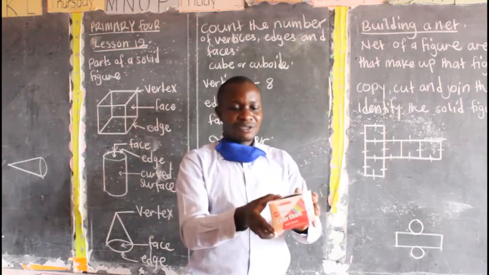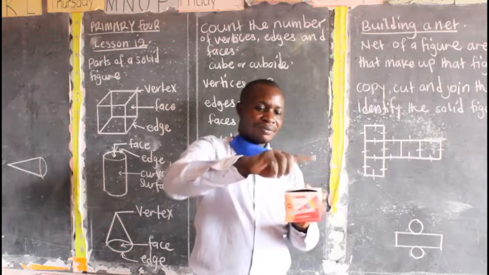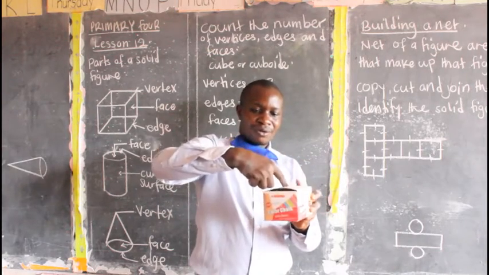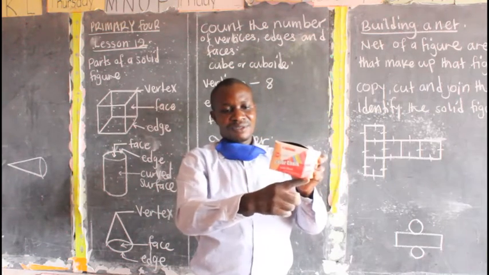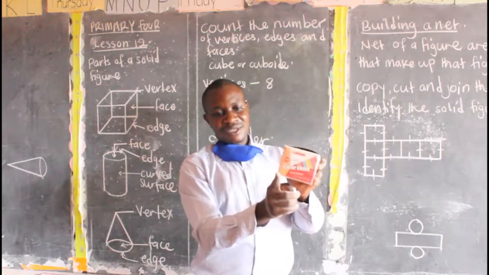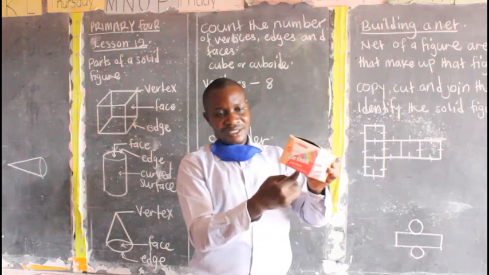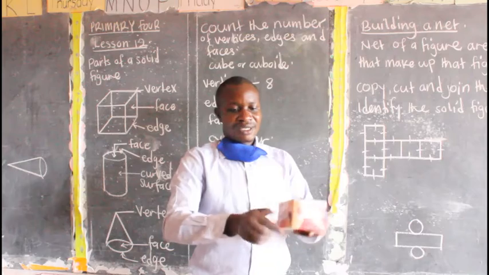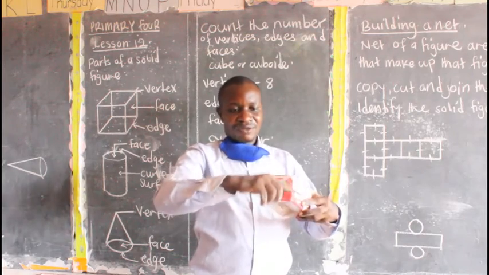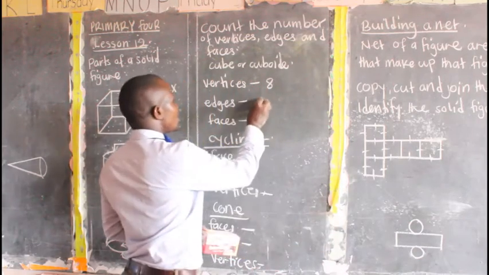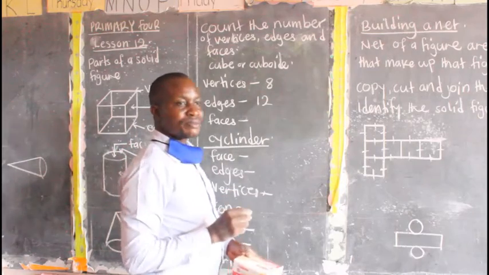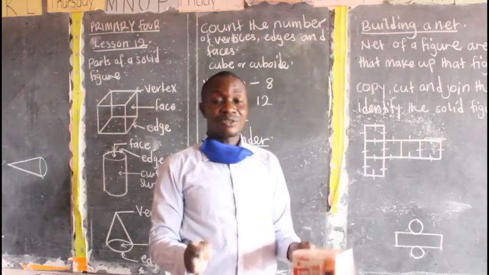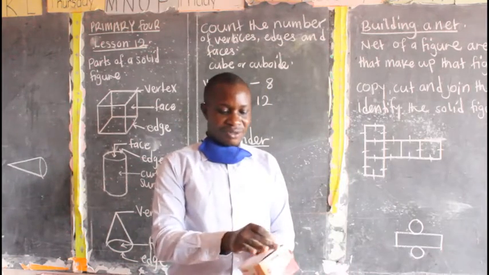I beg your pardon. Let's repeat. This is 1, 2, 3, 4, 5, 6, 7, 8, 9, 10, then 11, 12. So there are 12 edges.